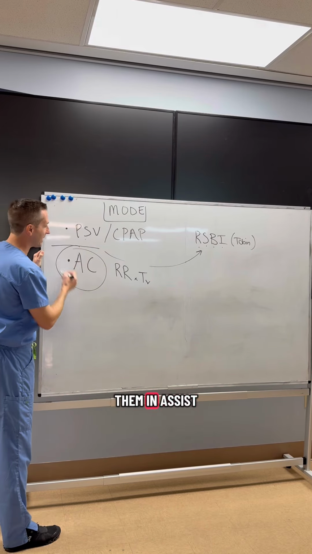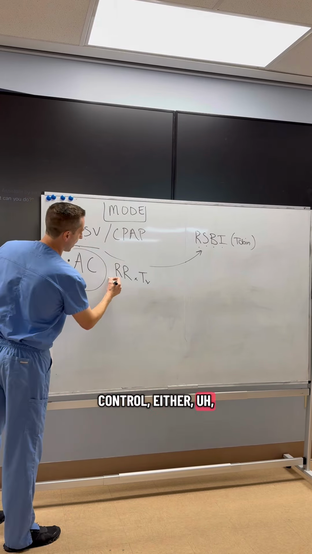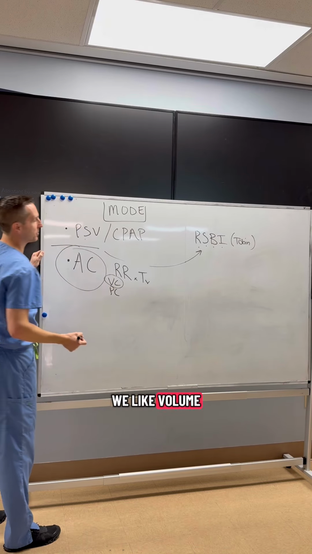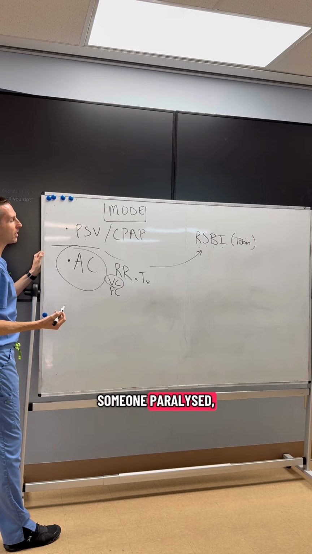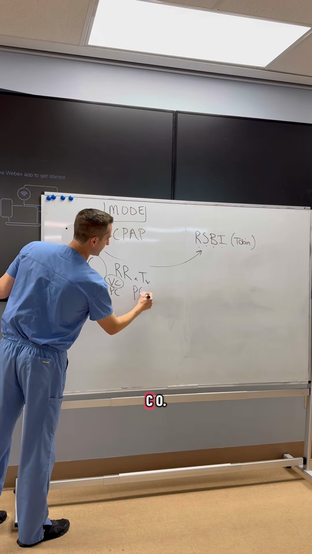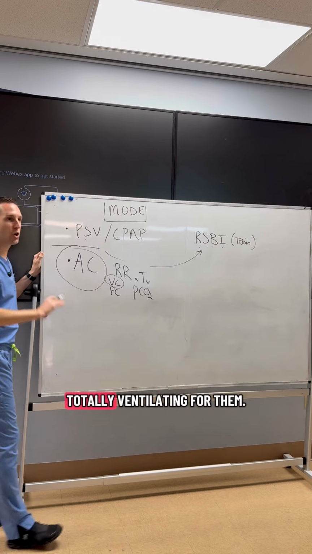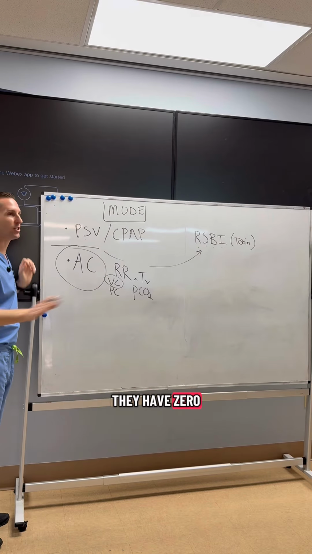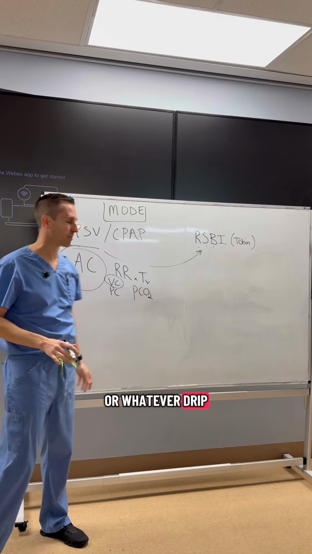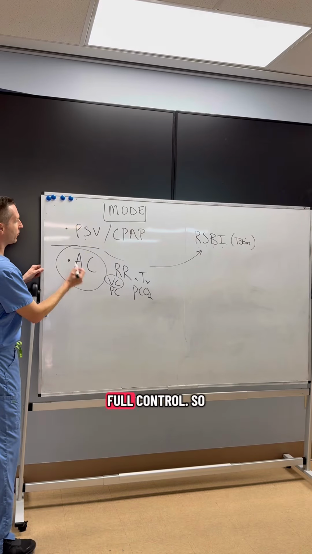So you have them in assist control, either volume control or pressure control. We like volume control, especially on someone paralyzed, because again, we are in full control of what their PCO2 is going to be. We're totally ventilating for them. They have 0 respiratory drive because they're on a rocuronium drip or whatever drip they're on. So this is, again, full control.